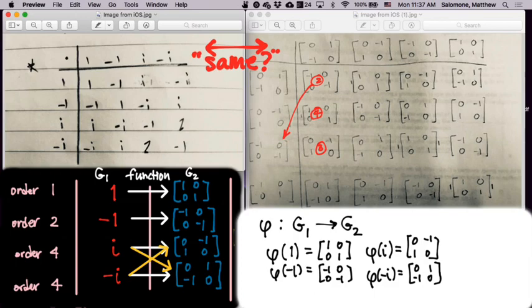What else is it? It's onto, because you hit all of the outputs. We hit all the outputs from G2. So this is a one-to-one and onto function. What do we call those? We call it a bijection.